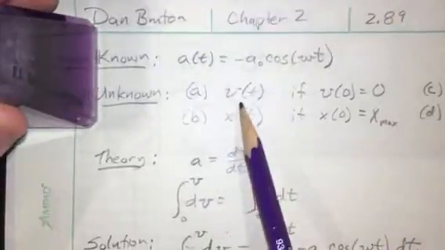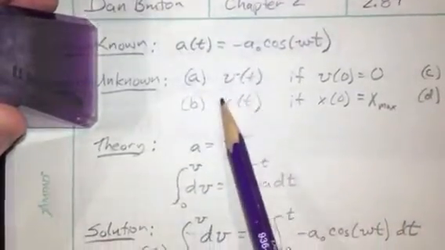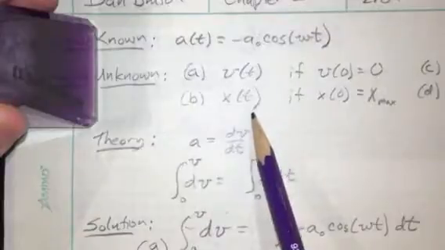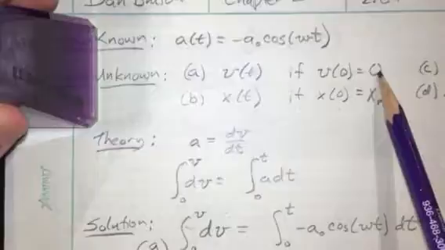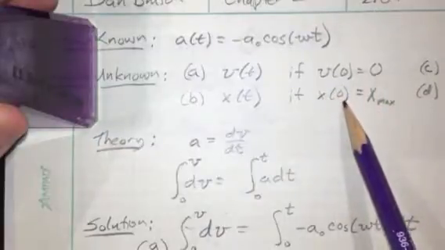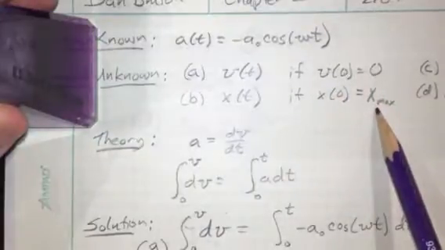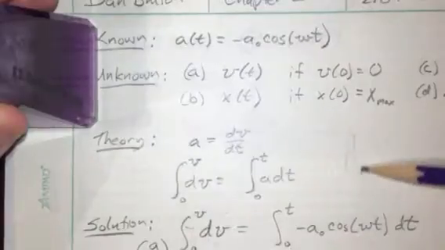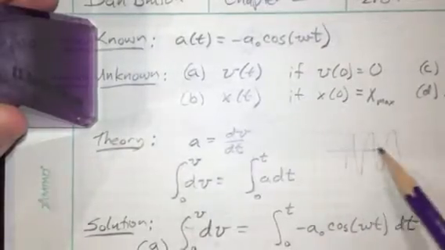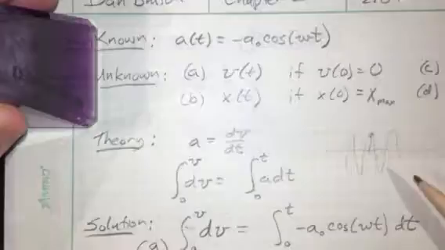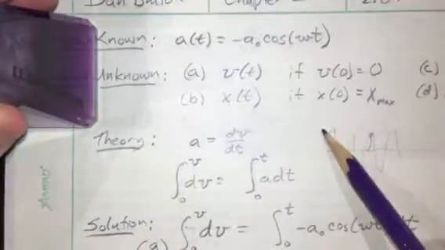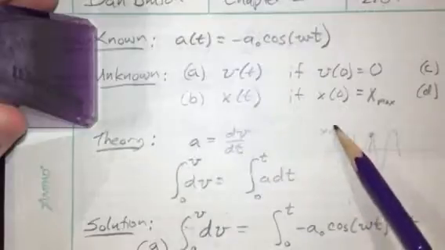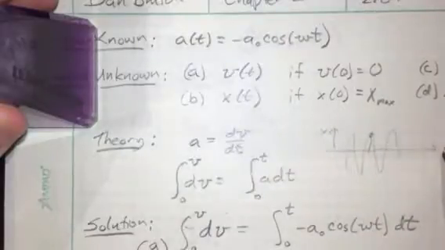And we're being asked to figure out what the velocity is as a function of time and the position as a function of time. They want the velocity if at time equals 0, it's at rest, and they want the position if at time equals 0, it's at its maximum departure. You've got to realize that this thing is wiggling back and forth, so the maximum departure is basically that right there. That's x max. If you're plotting, for example, the x direction right here as a function of time.